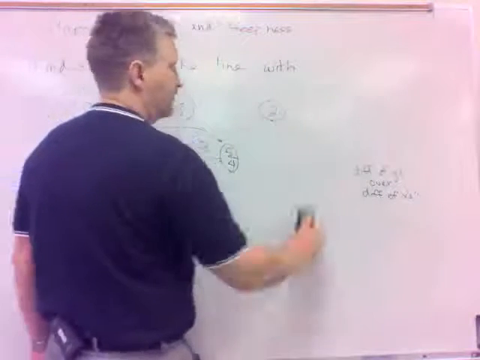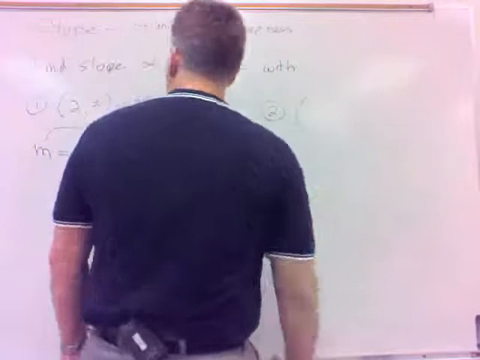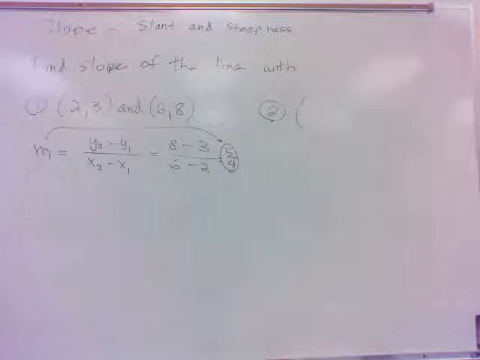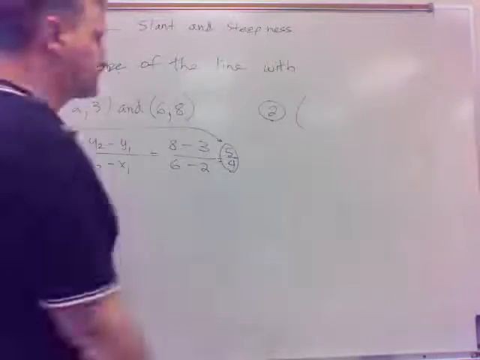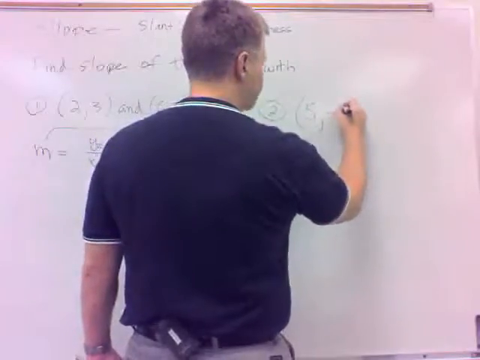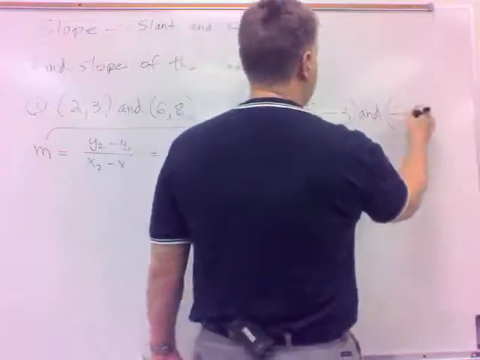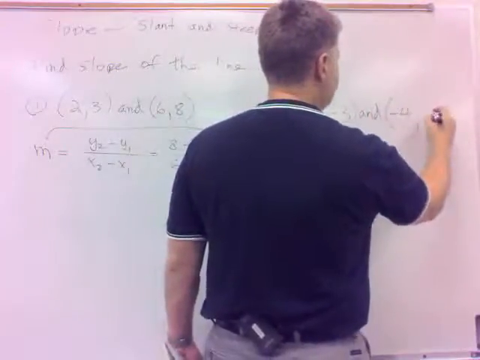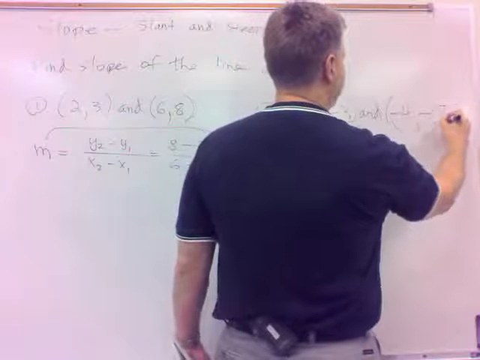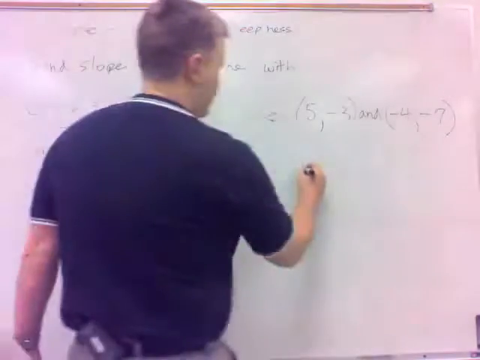All right, number 2. Let's see. The trick of it all is keeping up with minus signs and all that. Let's say I've got the points (5, negative 3) and (negative 4, negative 7). Well, we get the slope there.